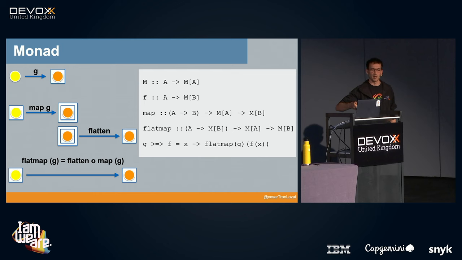And if you're confused about the difference between the fish operator and flat map, let's look at this example with add.